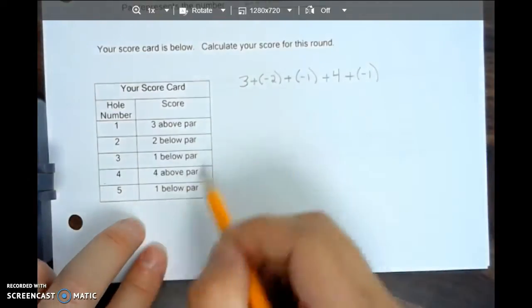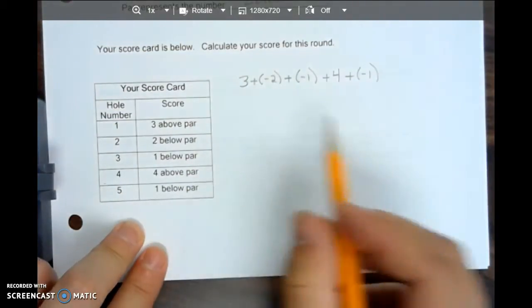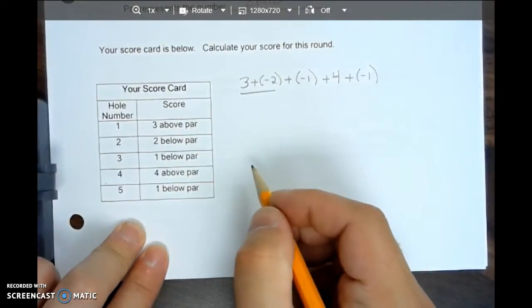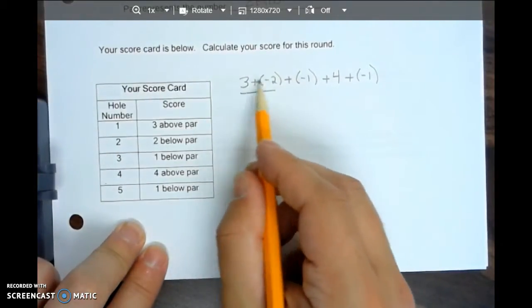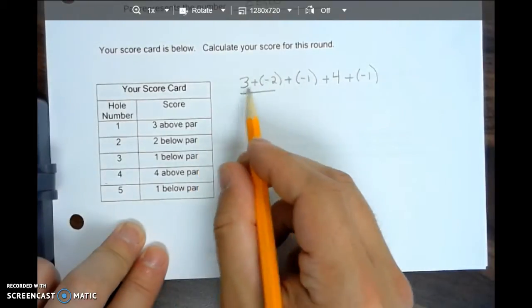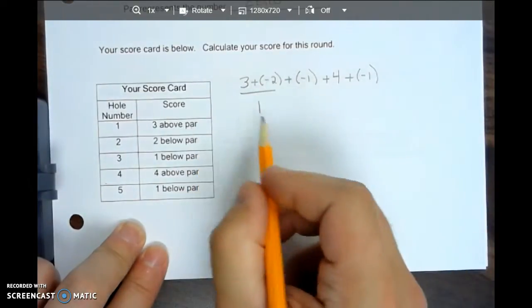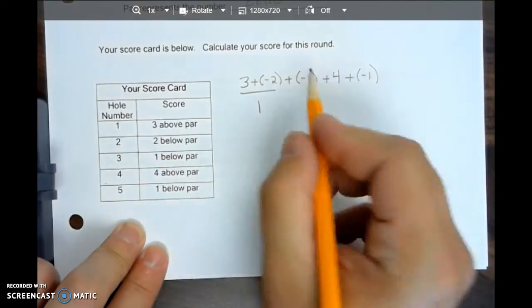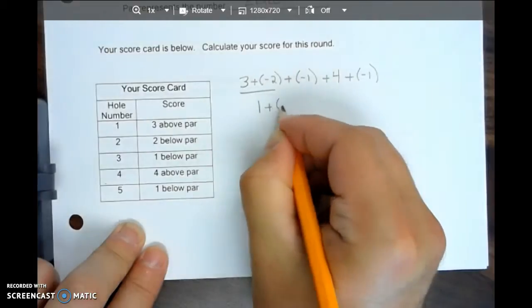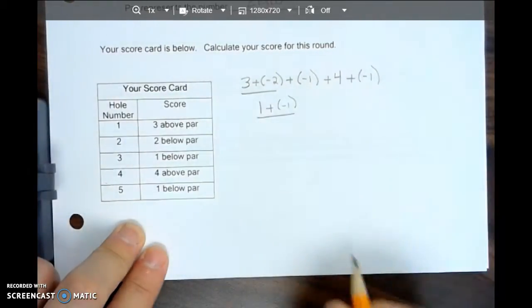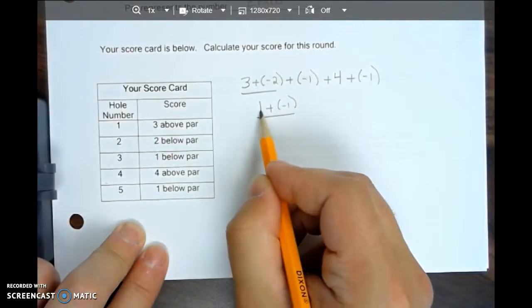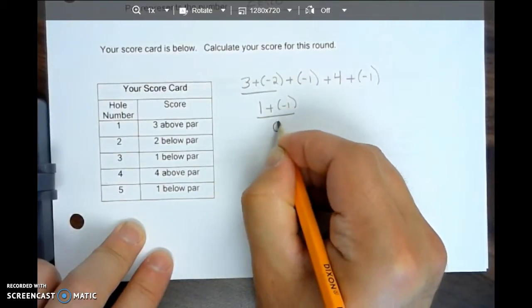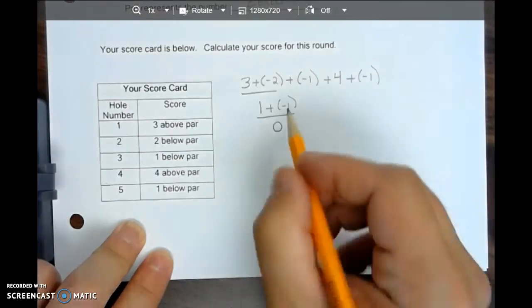These integers represent how we did on the 5 holes, and now we're going to figure out what our total score is by adding them together. So we're going to start with 3 plus negative 2. They're different signs, so I'll subtract the absolute values. 3 minus 2 is 1, and it's going to be a positive 1 since 3 has a greater absolute value than negative 2. And now I'm going to bring down plus negative 1, and I'm going to add these numbers together. Well, this is nice because 1 and negative 1 are opposites. Opposites always add up to 0. Okay, so now my score is 0.